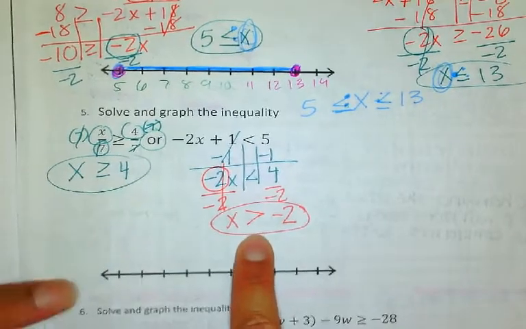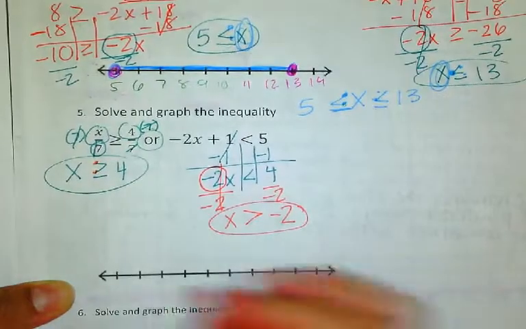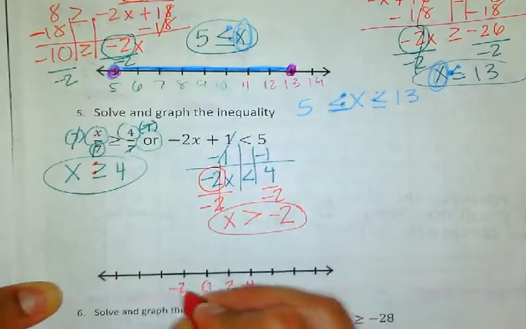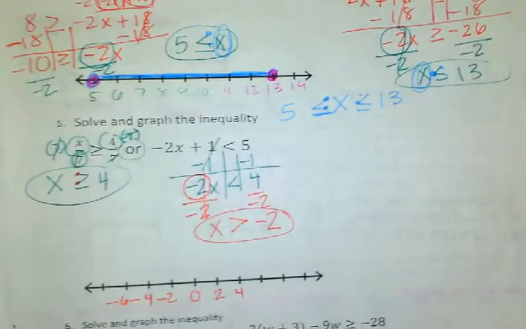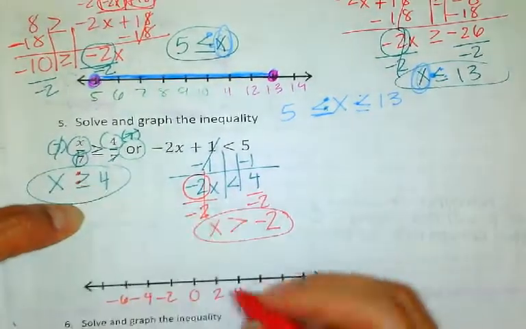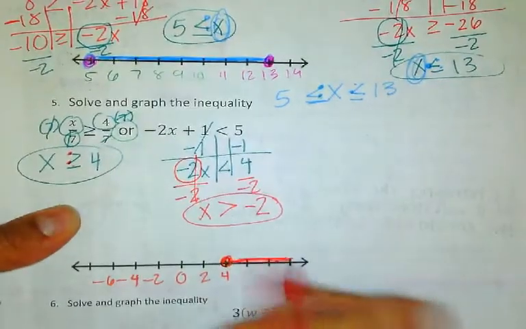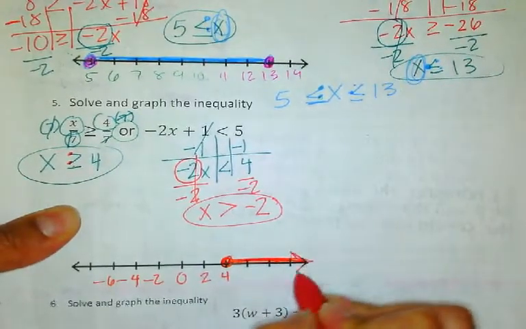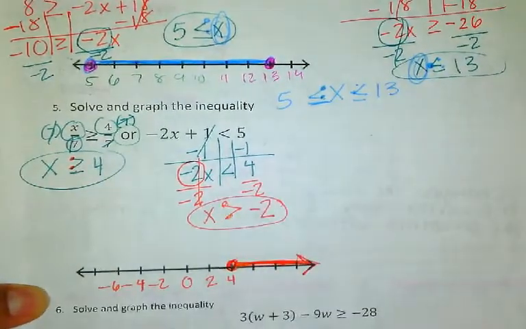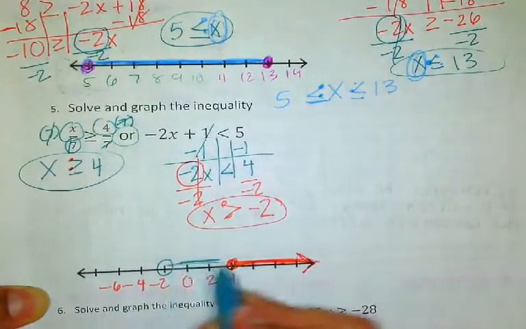And I'm going to have x is greater than 4, and this is a closed circle. So I'm going to do it, this will be 0, and then I'm going to do 2, 4, -2, -4, -6, etc. Okay, so at positive 4, it'll be a closed circle, and x's are greater than that, so it'll move this way to the right. Greater is to the right. And x is greater than negative 2, so negative 2 would be open circle, and it'll move this way.